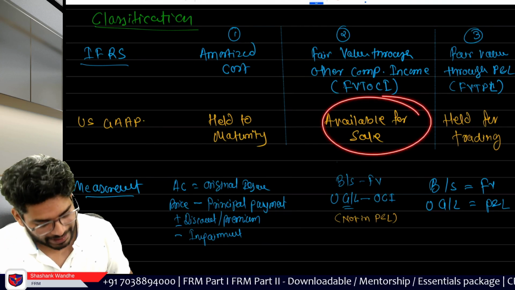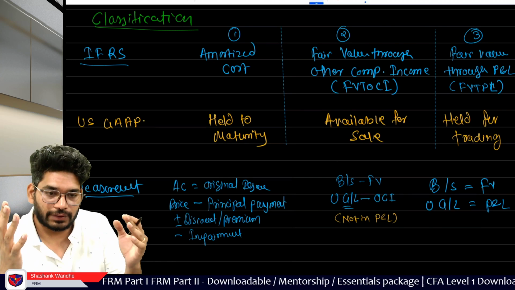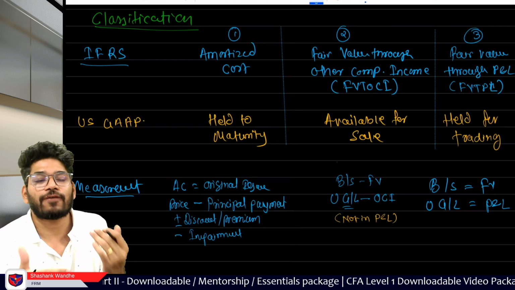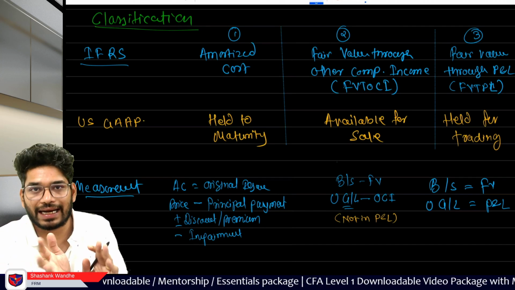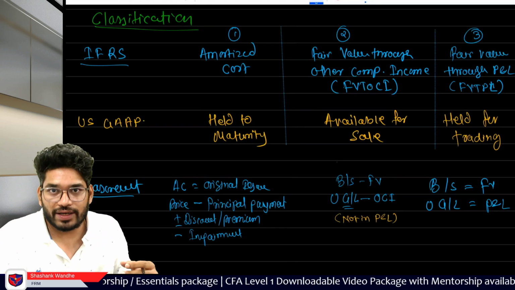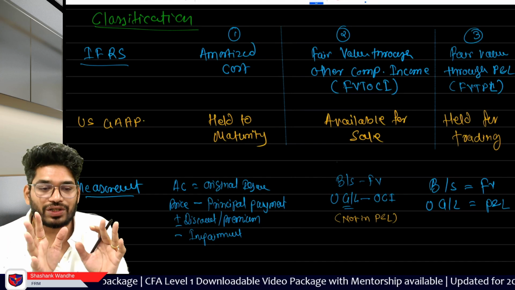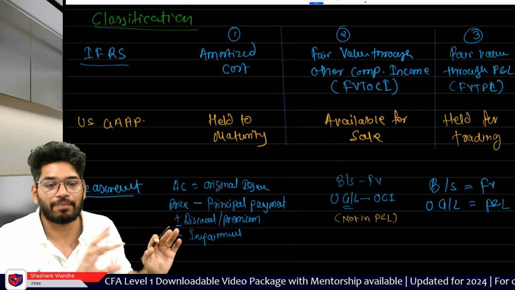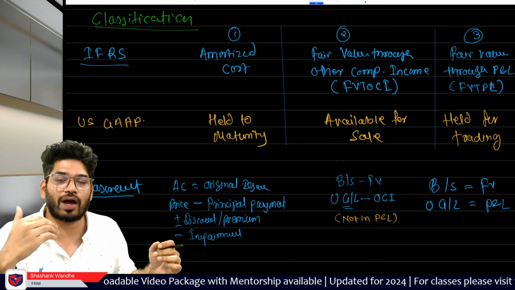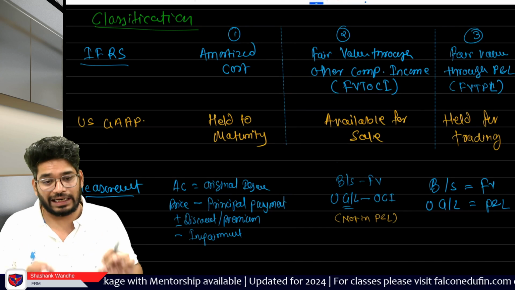Next category is available for sale. There is no outright intention of selling that security, but the security is available for sale. So it is not for trading outrightly, but if we get the price, we will sell it. I'm just dumbing down the discussion. Please note, this is not the exact meaning of available for sale. In technical terms it is slightly different, but I'm giving you the idea so that you can remember it for the exam. You're not going to become an accountant, you are an analyst. The accountants need to understand each and everything in detail.